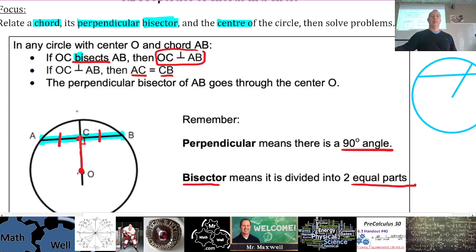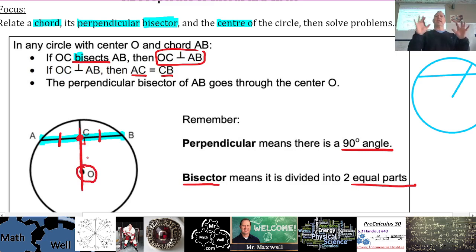So there are a few related truth statements here. The perpendicular bisector of AB goes through the center O. So if we had just a chord, and I say I'm going to draw a line that is 90 degrees through this chord AB, and it's right in the middle, and it forms a 90 degrees, then guess what? That line is eventually going to go through the center.